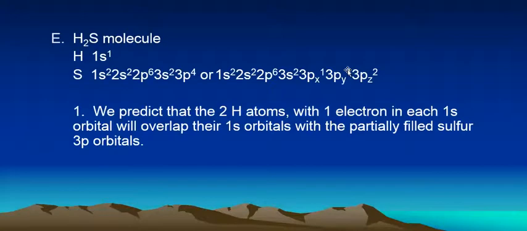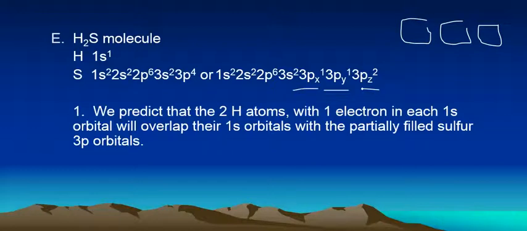H2S molecule. Hydrogen is 1s1. Sulfur is 1s2, 2s2, 2p6, 3s2, 3p4. What I've done is I've separated the p subshell into its three orbitals. Remember, we drew three boxes for the p subshell. Those are the orbitals, and they're called 3px, 3py, and 3pz.